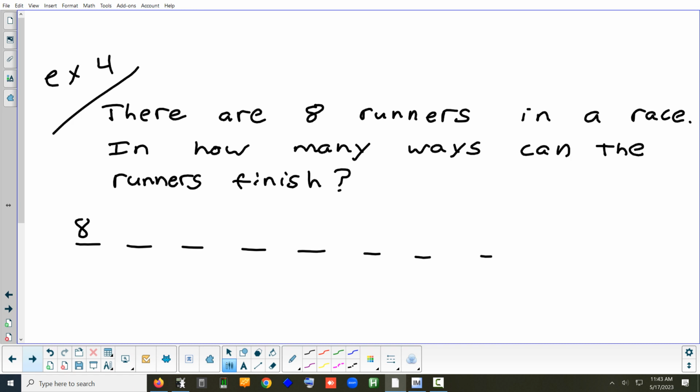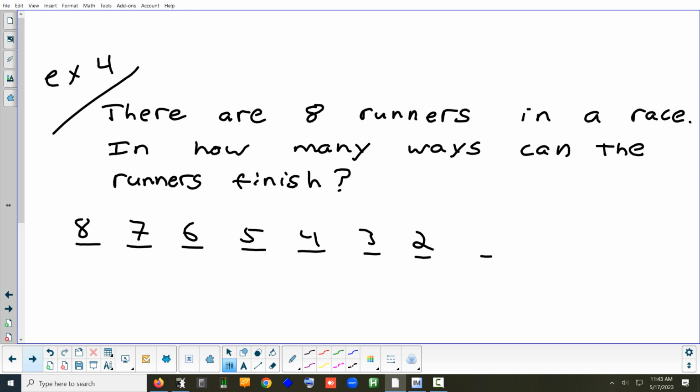Once they finish first, then we have to figure out how many choices we have left for second. I'm assuming you're about to get there, but should we just be lazy and write 8 factorial? Yeah, it would be 8 factorial. Because then second place, there are 7 choices. 6, 5, 4, 3, 2.